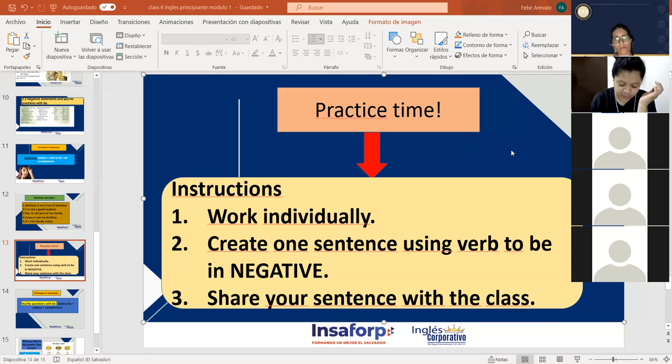I'm not a good dancer. All right, very good. Thank you. Miguel Morales, first sentence. I'm not a doctor. All right, I'm not a doctor. Ana Melara, your sentence. I'm not good to the park. All right. Te escucho un poquito de interferencia. I'm not good to the park.